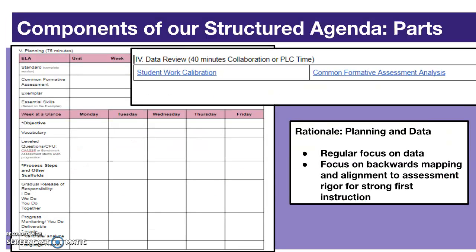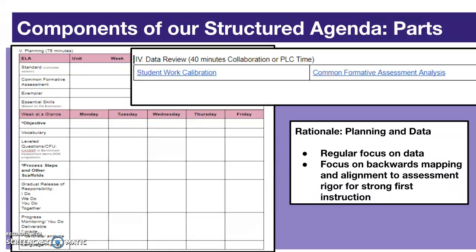The next piece of our agenda, parts 4 and 5, are really the meat. It's the planning and data piece. So the rationale for this is it really focuses our meetings around data and really targets backwards mapping and alignment to assessment for strong first instruction, which we know is critical. So I'm not going to spend much time on the data review because that will actually be addressed in part 3. There's enough content to really dive deep in that.